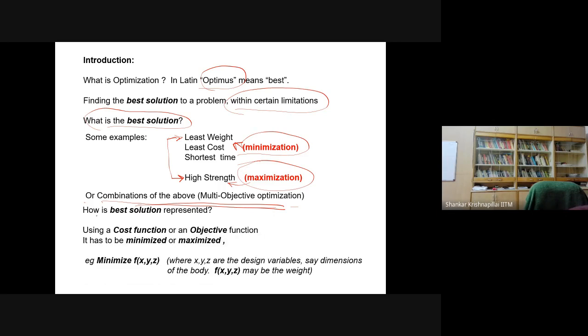Then how do you represent the best solution? It is represented by an objective function, and this objective function can be either maximized or minimized. One example of an objective function is minimize f of x, y, z. If x is the length, y is the breadth, z is the height of a body, then f of x, y, z can be the volume, that is, to minimize the volume. So this is an example of an objective function.